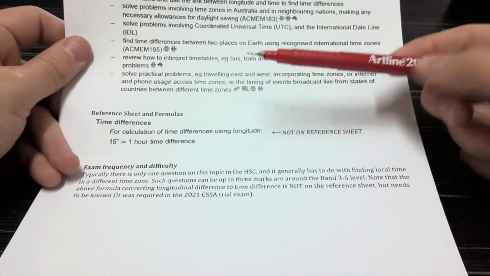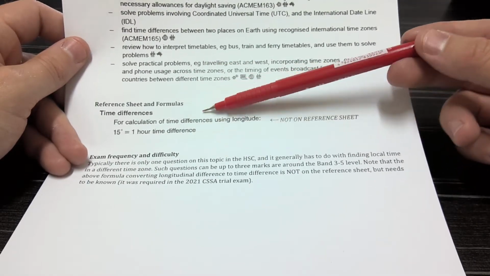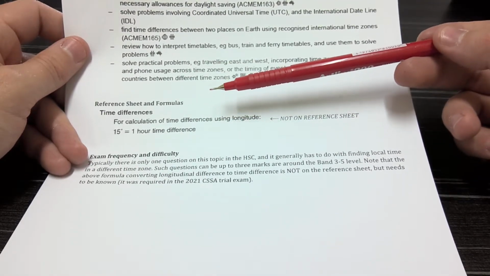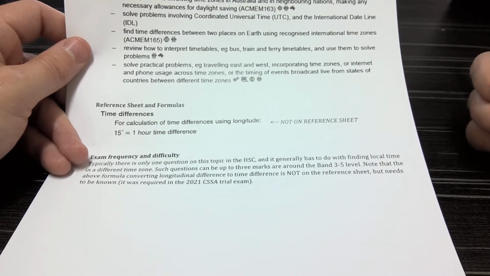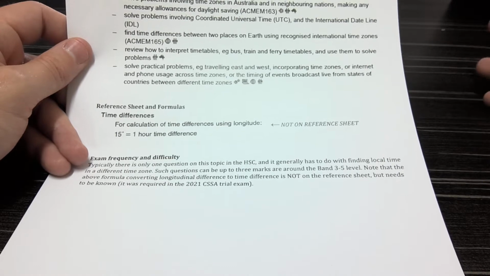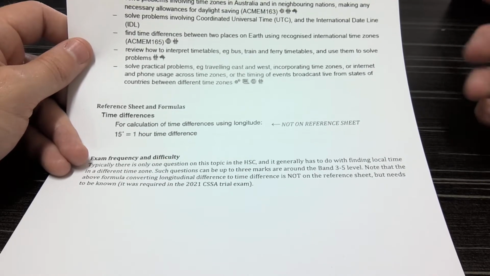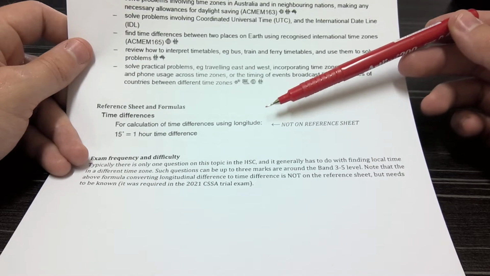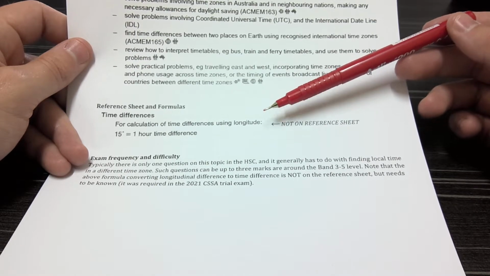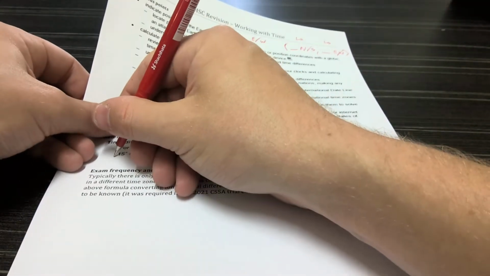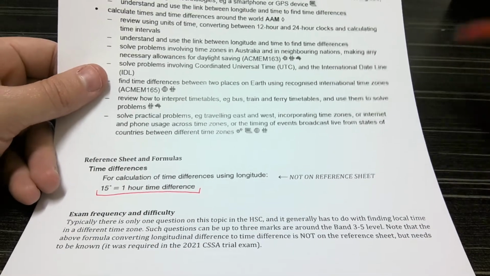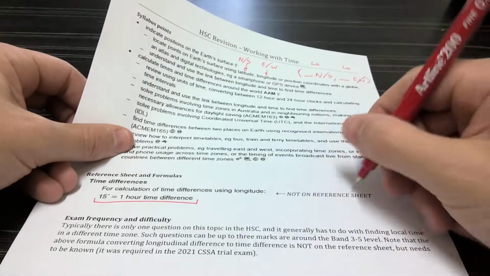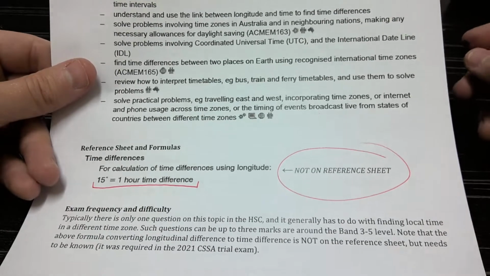So let's focus next on the reference sheet and the formulas. There's actually nothing on the reference sheet about this topic. There used to be on the old syllabus because there was a lot more to this topic, but they've trimmed it down a little bit. This was on the old formula sheet for general maths, and I've just added it in here because it's really important that we understand that 15 degrees of longitudinal difference, so the east-west, accounts for 1 hour of time difference. Again, that's not on the reference sheet anymore.